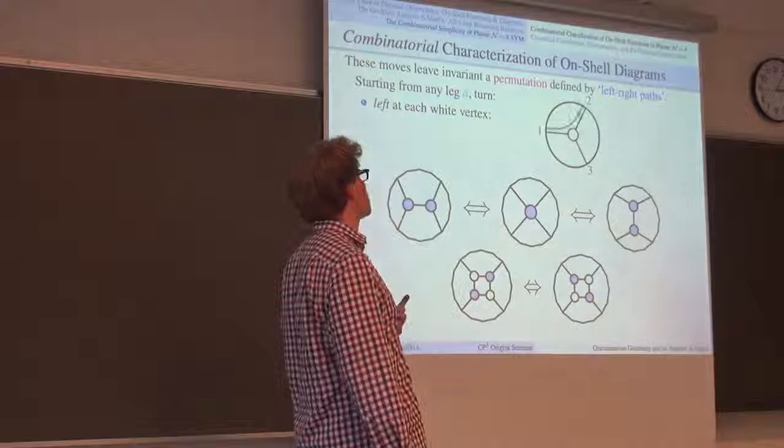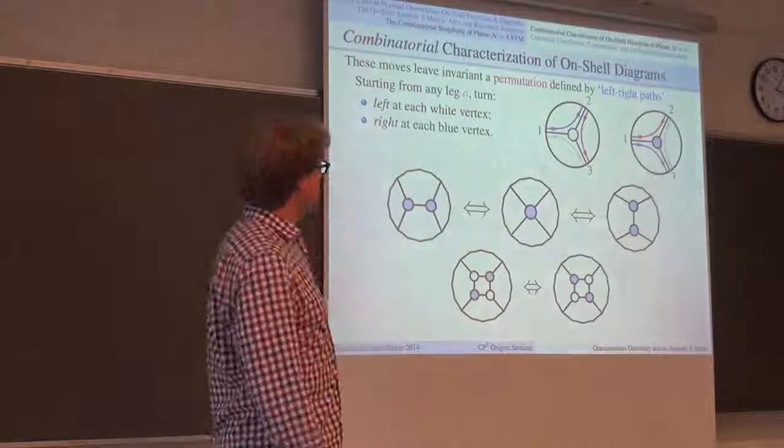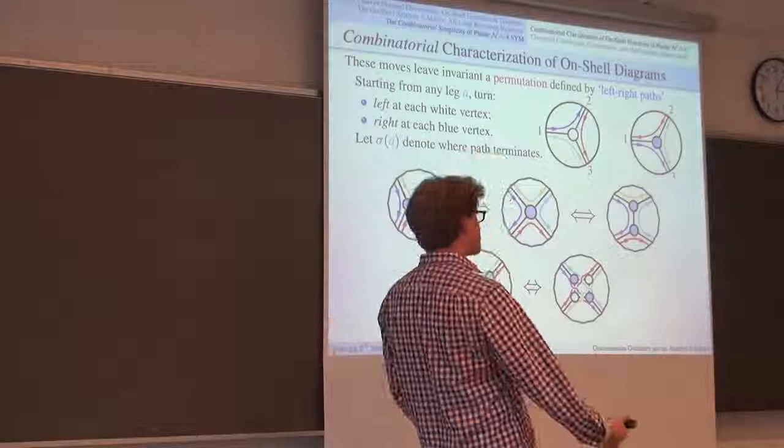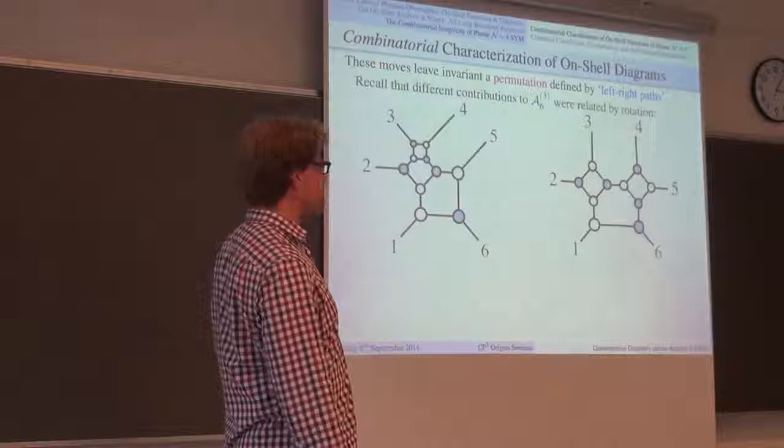And every time you see a white vertex, you turn left. And every time you see a blue vertex, you turn right. Okay, and it's very easy to see that these moves leave that permutation invariant. And so functions modulo these things can be labeled invariantly by these permutations. And so perhaps we can hope that we can just get rid of the graphs altogether and just talk about these permutations. And that happens to work for planar n equals 4.